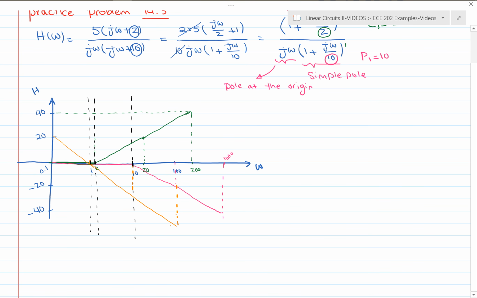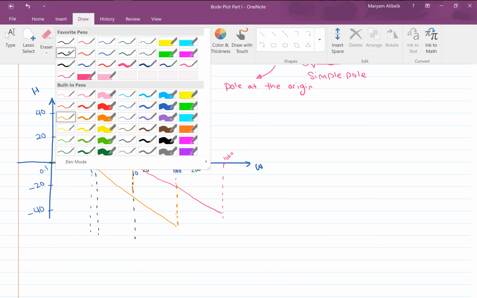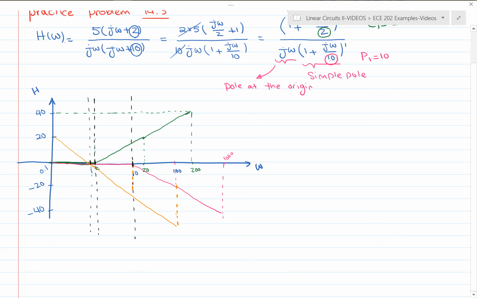So from the frequency of 0.1 until the frequency of 2, you can see that the green plot is 0, the pink plot is 0, but the orange plot is 20, and it is decreasing with the slope of -20, right? So if you add each point of these plots together, you will get the same plot as this one, because the other two plots are equal to 0. So they don't have any effect on the Bode plot.